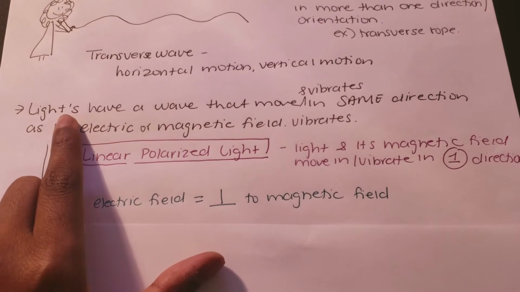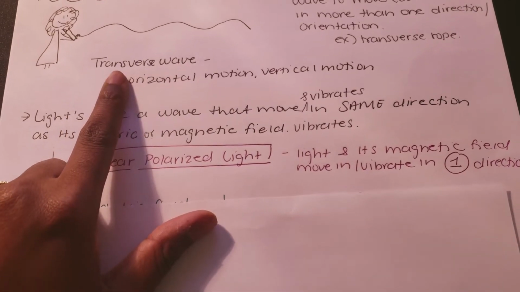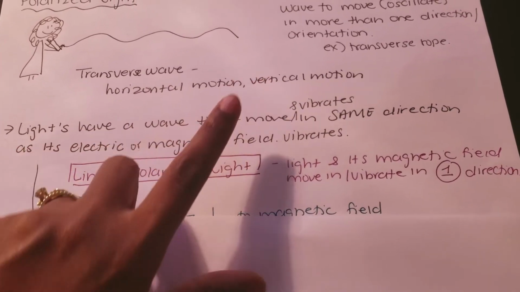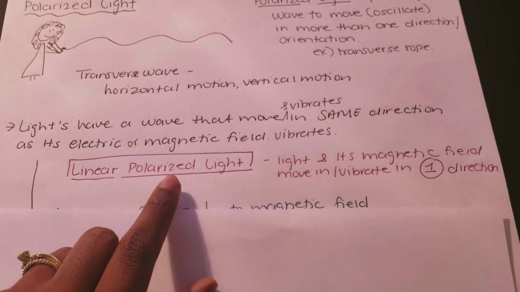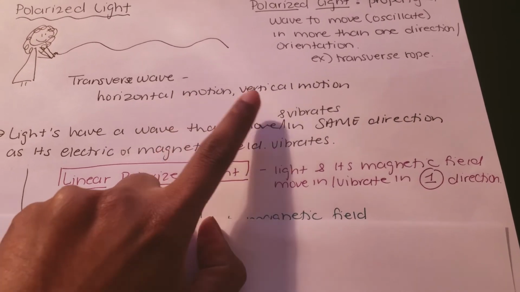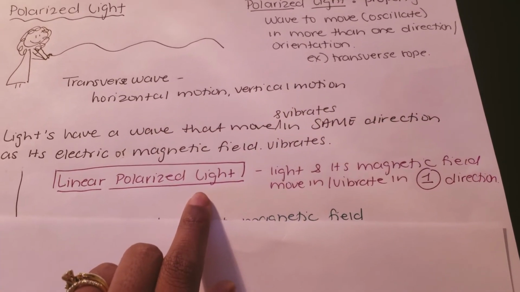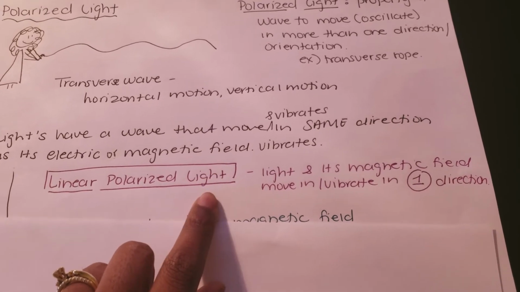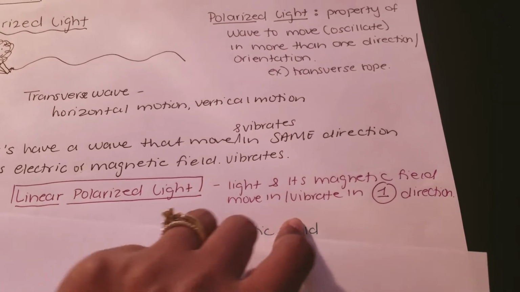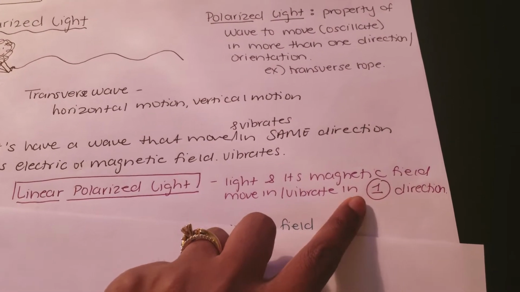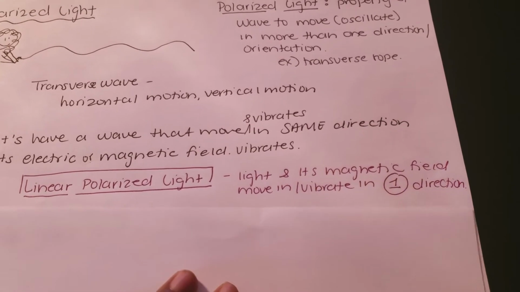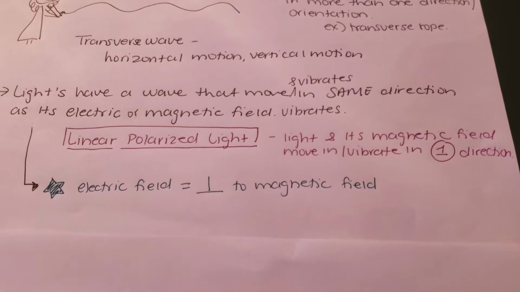Because we talked about a light's wave moving in a transverse wave, that means it's going to move either horizontally or vertically. There's another name for a wave that only moves in one direction. Waves that only move in one direction, rather than horizontally and vertically or in between, are called linearly polarized light. Light that moves in this kind of formation is going to move or vibrate in only one direction, versus many directions or kind of switching back and forth.